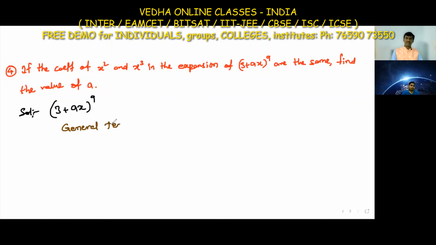General term formula. T(r+1) is equal to nCr x to the power n minus r into y to the power r. If we substitute the values, here I want the coefficient of x square, but I don't know which term that is.